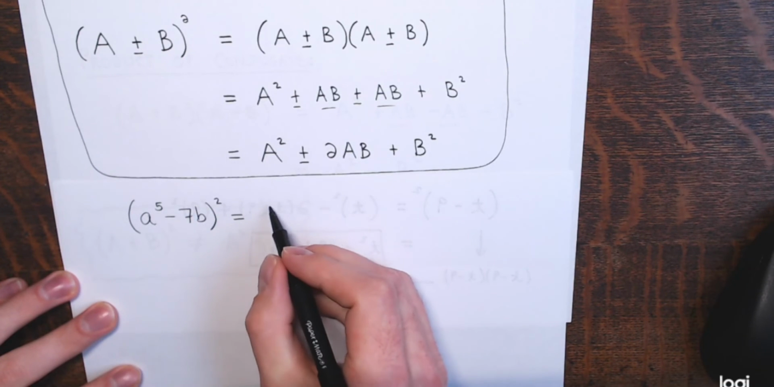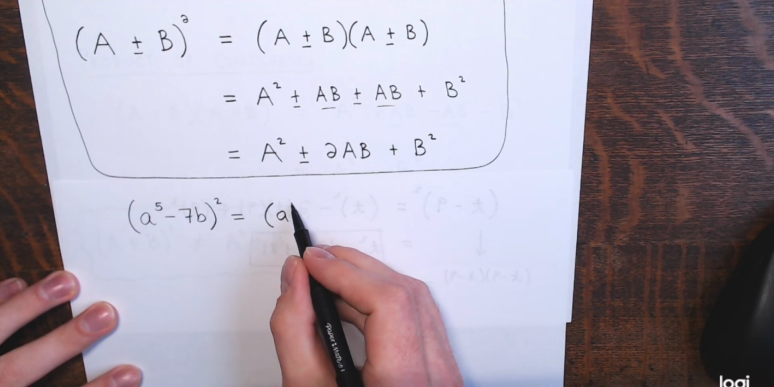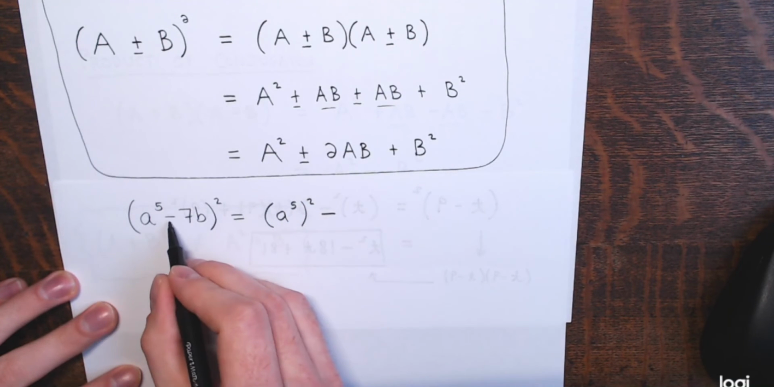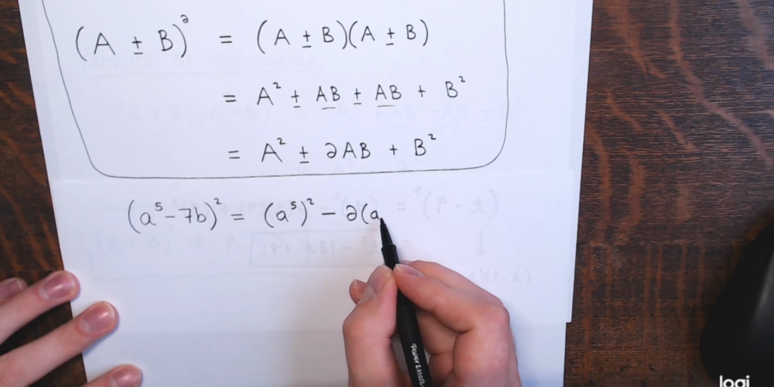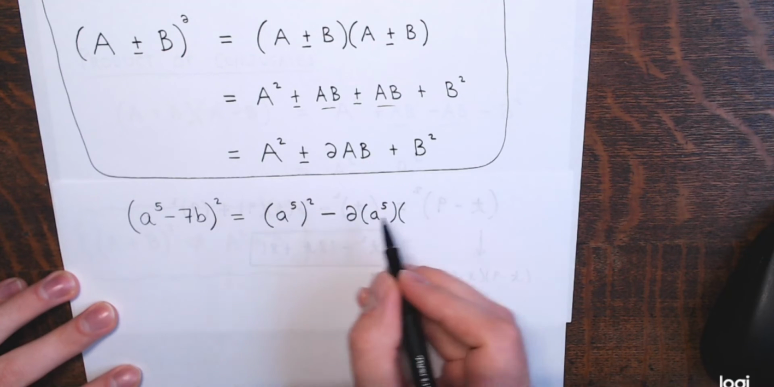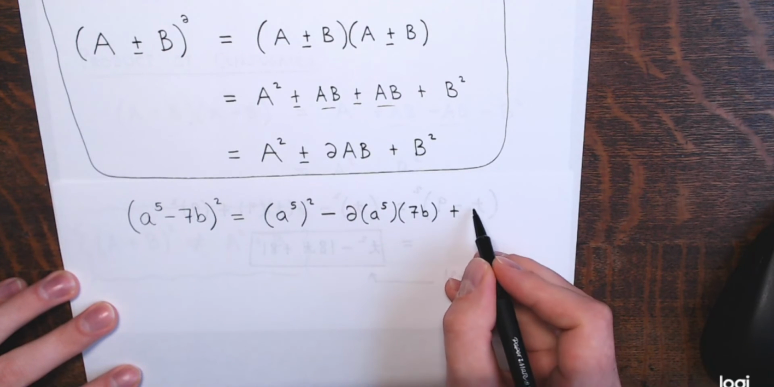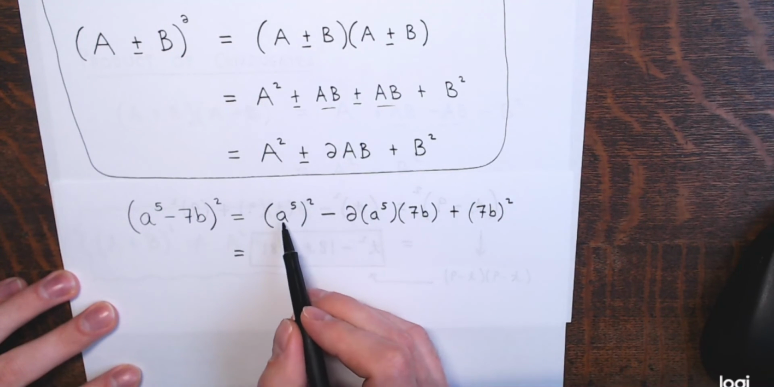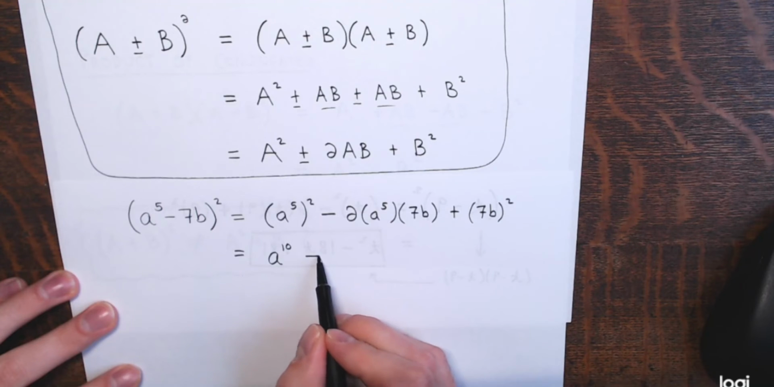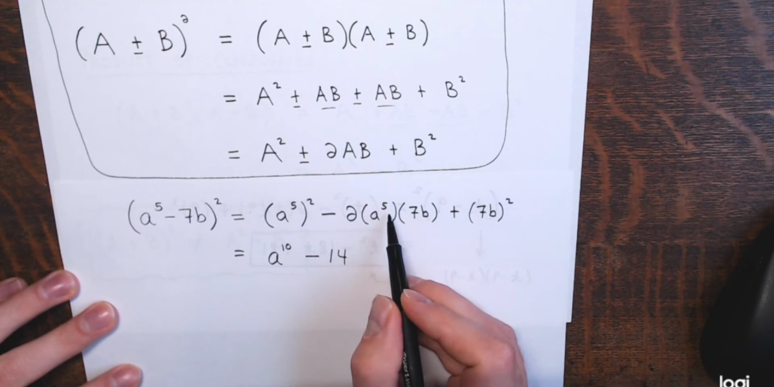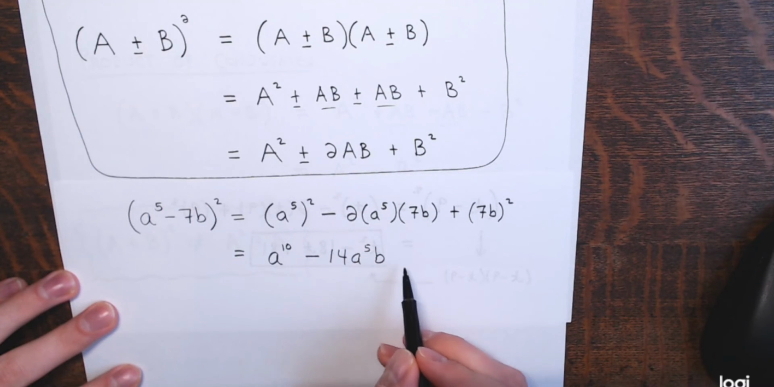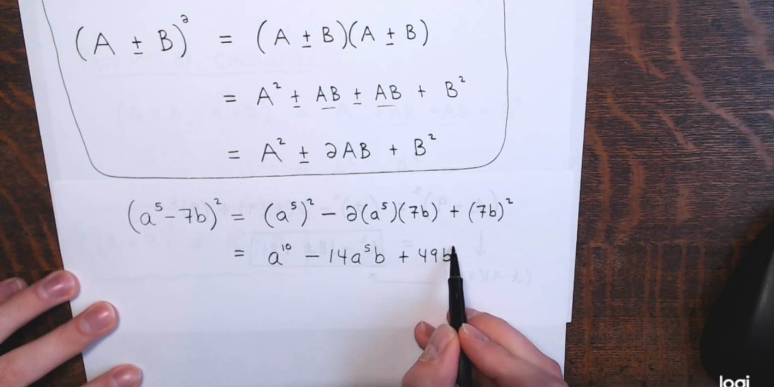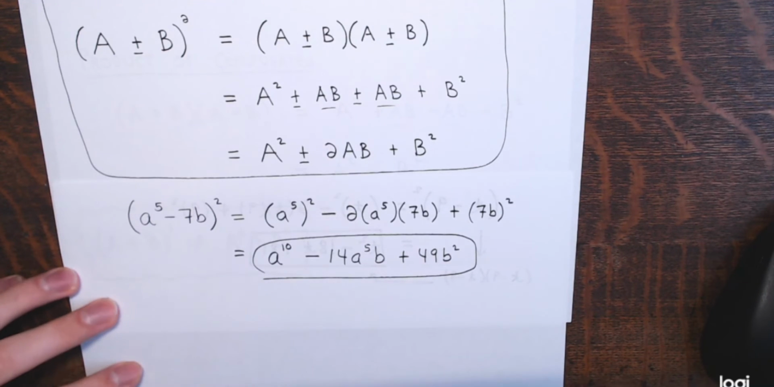So we have a capital A squared will be a to the 5th squared, and then minus, because there's a minus here, and then 2 times a to the 5th times capital B, which is replaced by 7b, and then plus 7b squared. And then we simplify. A to the 5th to the 2nd would be a to the 10th, right? Using that power rule for exponents. Minus, and then 2 times 7 is 14, and then you have a to the 5th times b, right? 14 a to the 5th b, and then 7b to the second power would be 49b squared. Plus 49b squared, and there's your final polynomial there.